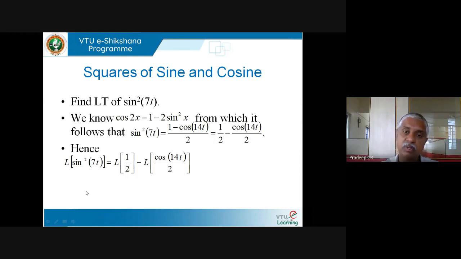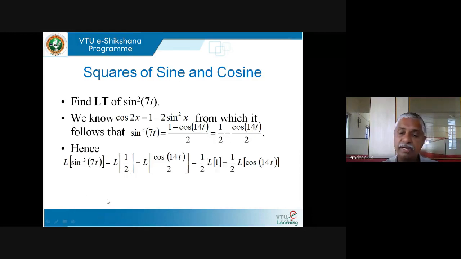Laplace of this means pull out the constant again. So half I'll take it out. So it will be L of 1. In this if I take half out, I get L of cos of 14t. Both I know how to find. L of 1 is 1 by s. Laplace of cos 14t is s by s square plus 14 square. So this is the final answer. So this is how you find Laplace of sine square.